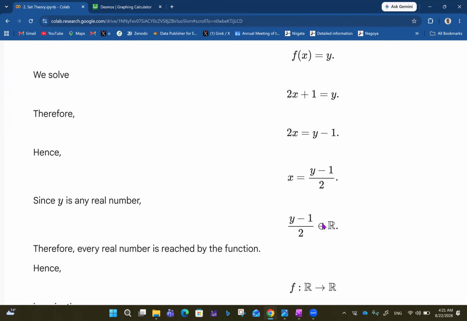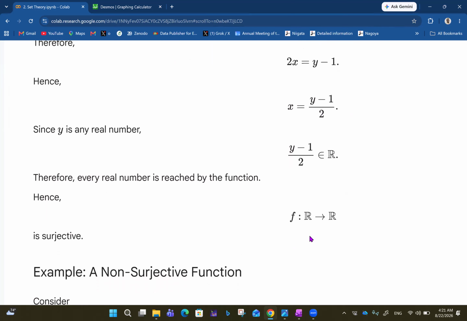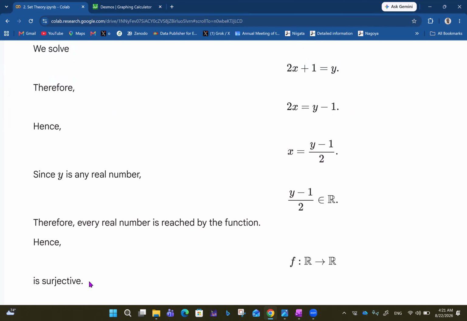Since y is any real number, (y minus 1) divided by 2 will also be real automatically. Therefore, every real number is reached by this function. Hence, f mapping R to R in that case is actually surjective.